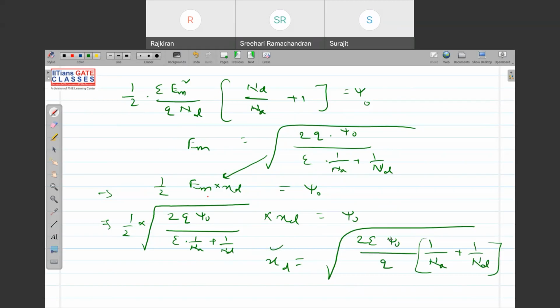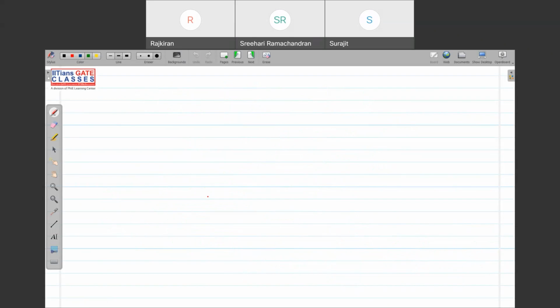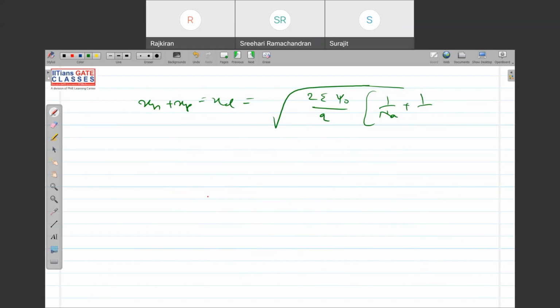What does the depletion width depend upon? Na, Nd, and the built-in potential. So this is the total depletion width. If I want to ask you to calculate the depletion width on the n side or p side, how do we do it? We know xn plus xp is equal to xd, which is the root of 2 epsilon Vbi by q into (1 by Na plus 1 by Nd).